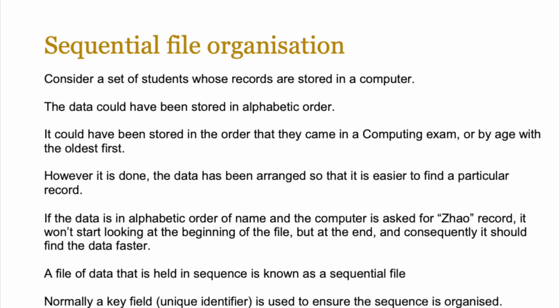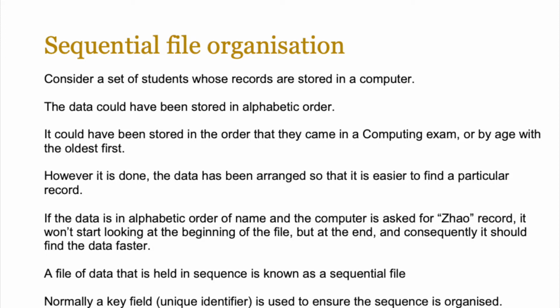Now, the sequential file organization method physically stores records of data in a file one after another, so in a given order. And the order is usually based on a key field of the record, so it could be a customer ID, it could be a meter ID or something like that. So it will always have a unique identifier. So it's kind of like the primary key of a database.